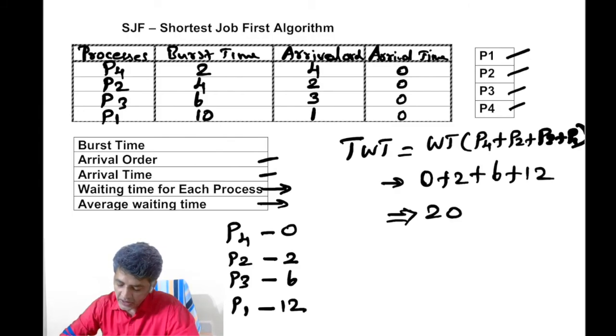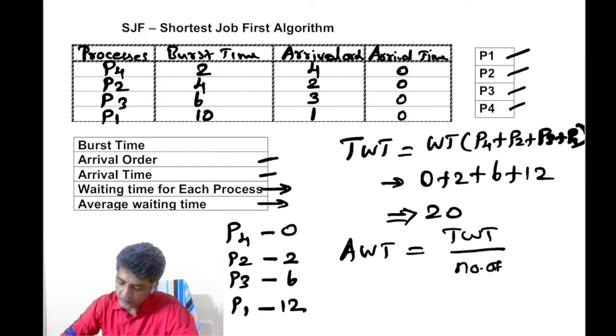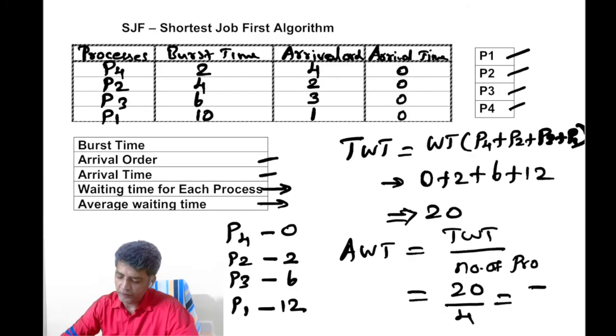So now we need to calculate the average waiting time. The average waiting time is the total waiting time divided by the number of processes, right? So the total waiting time is 20, divided by 4, the number of processes. So the average waiting time will be 5. So this is how we can calculate the total waiting time.